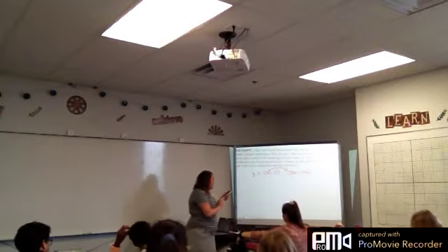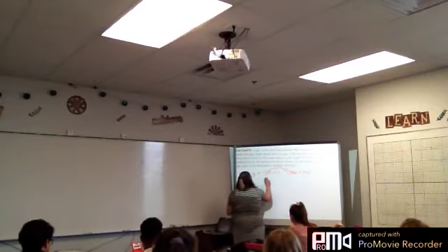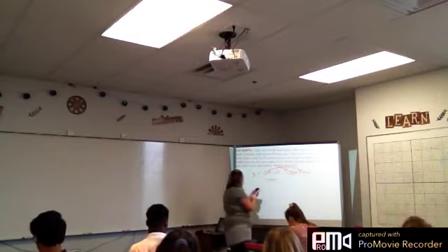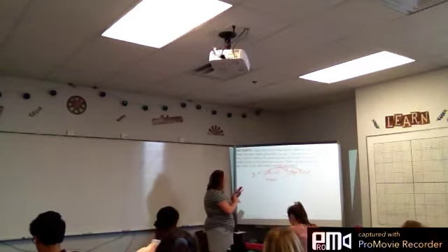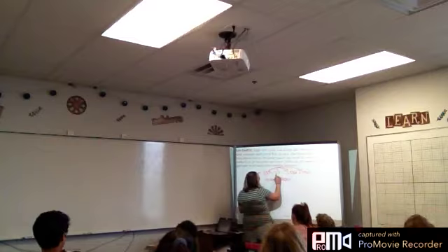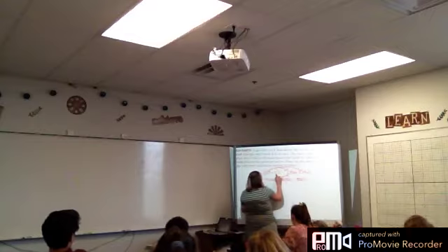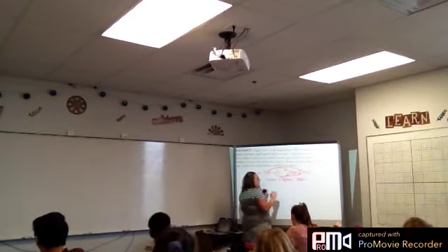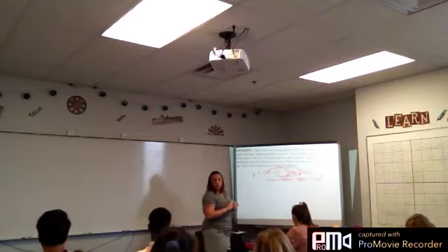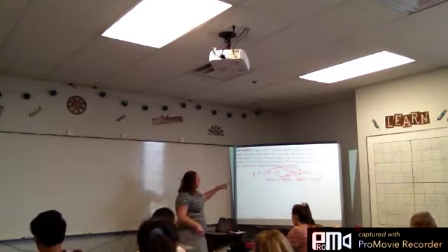35 times 380 gives me 13,300, so 13,300. Then I do 35 times 20x. What's 35 times 20? 700x. Then here I do negative x times 380, so negative 380x, right? And then now I do negative x times 20x, which gives me negative 20x squared. There's the squared I need, right? Quadratic. How do you get 700? Because I did 35 times 20.